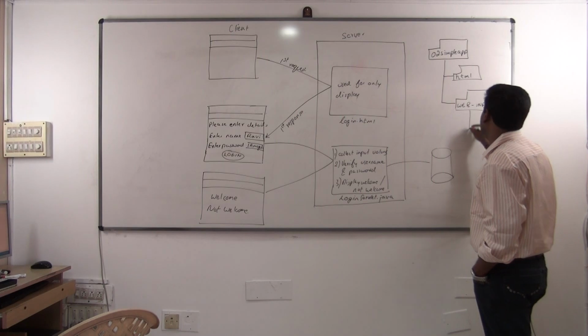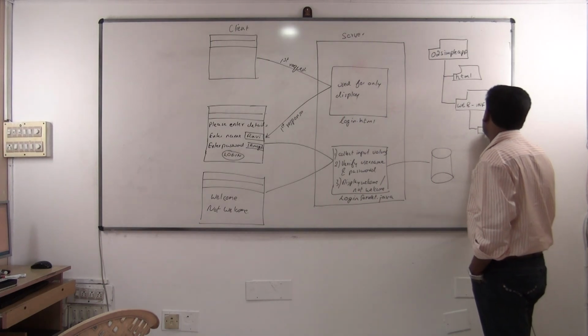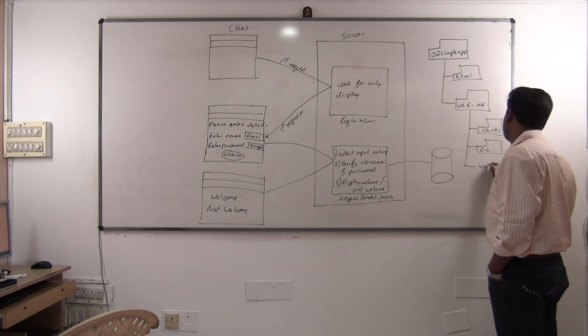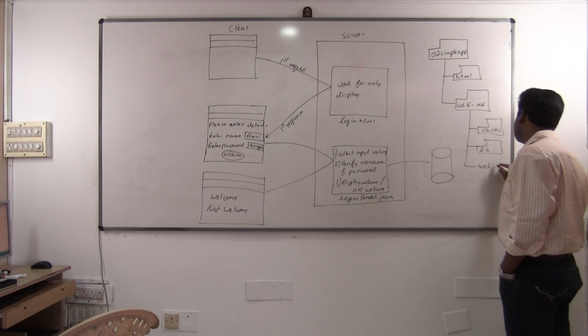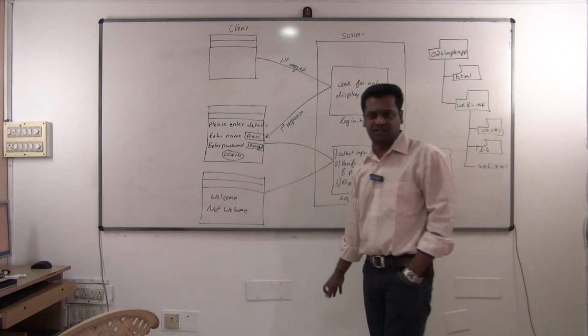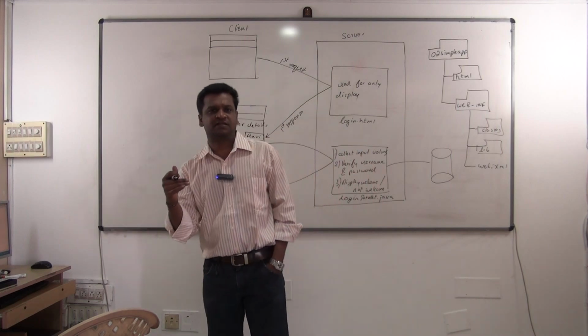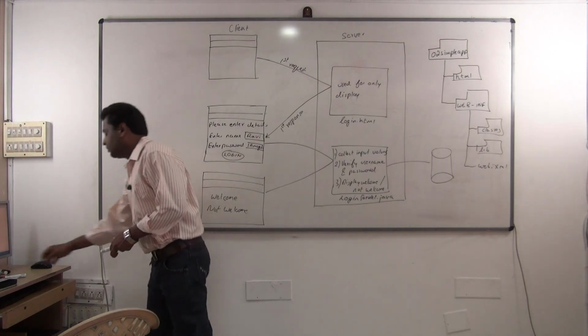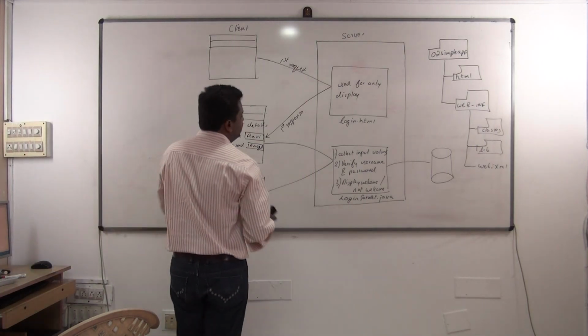WebINF. Then what? Classes. Then what? Lib. Then what? Web.xml. So this will be the folder structure now. As more files get added, you'll start understanding this folder structure. But this is the basic folder structure, WebINF, classes, and all this. Are you clear? Fine. Now I'm going to write this login.html.